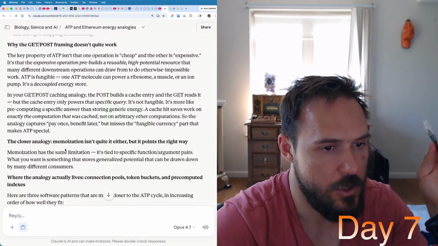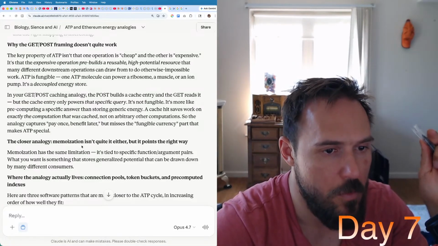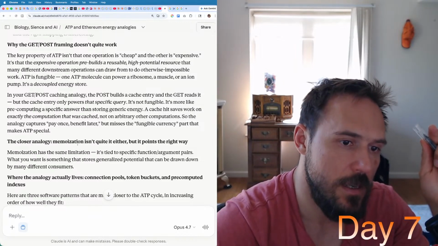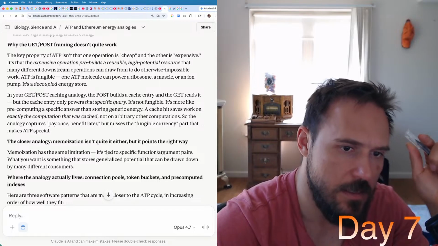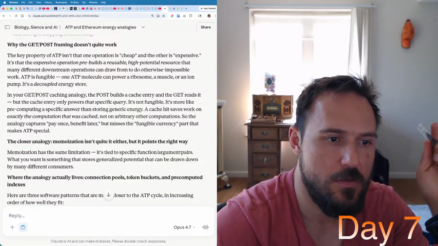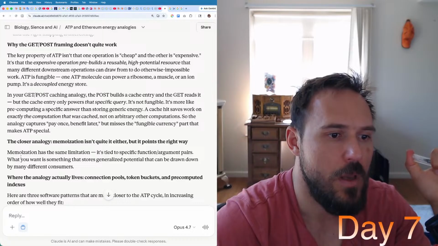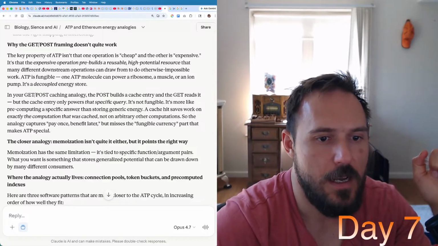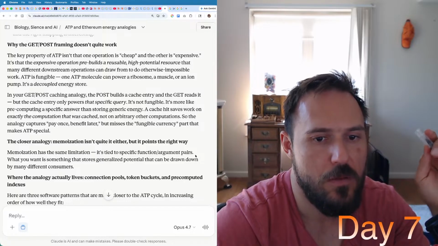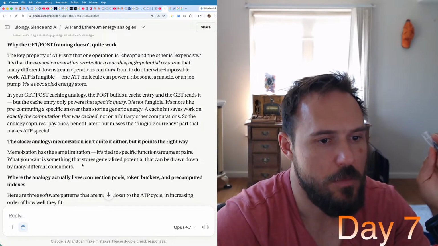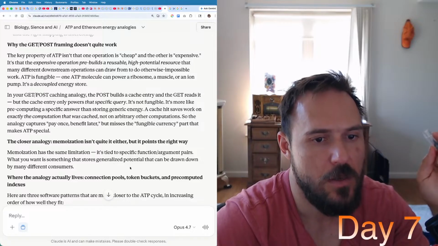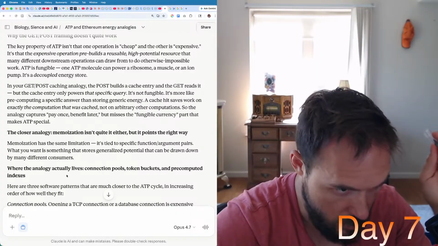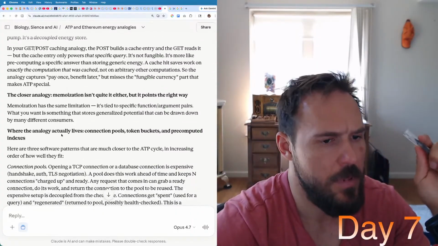The closer analogy, memorizing it isn't quite easy, but it points the right way. Memoization has the same limitation. It's tied to specific function argument pairs. What you want is something that stores generalized potentials that can be drawn down by many different consumers. Okay, is it a map?